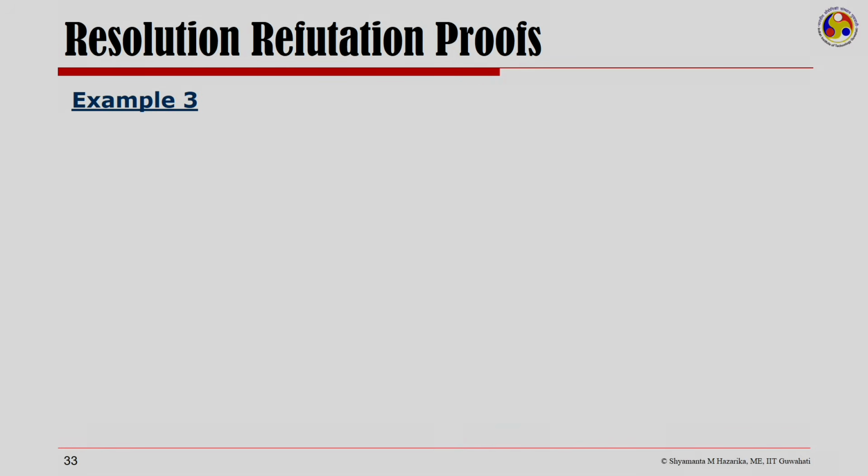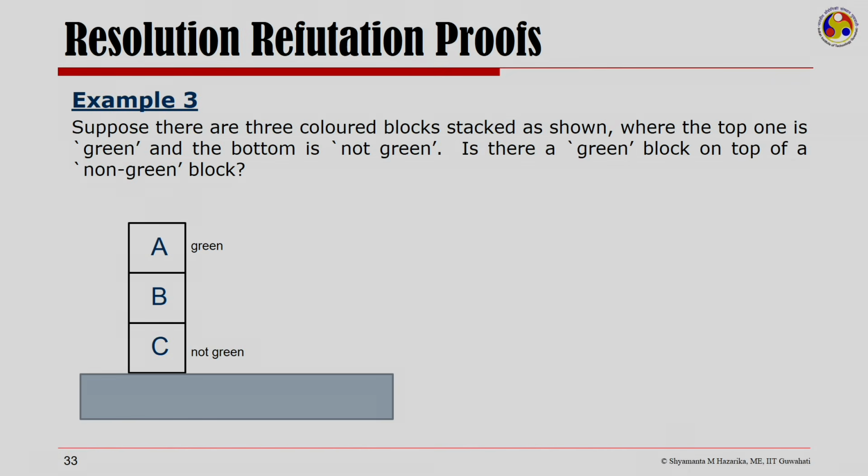Now, to finally wind up this lecture today, let us quickly look at an example from the Blocks world problem that we have been discussing. So, here is a slightly different version of the Blocks world example. Suppose there are 3 colored blocks now, and they are stacked as shown, where the top one is green and the bottom is not green. Now, the question is: is there a green block on top of a not green block?